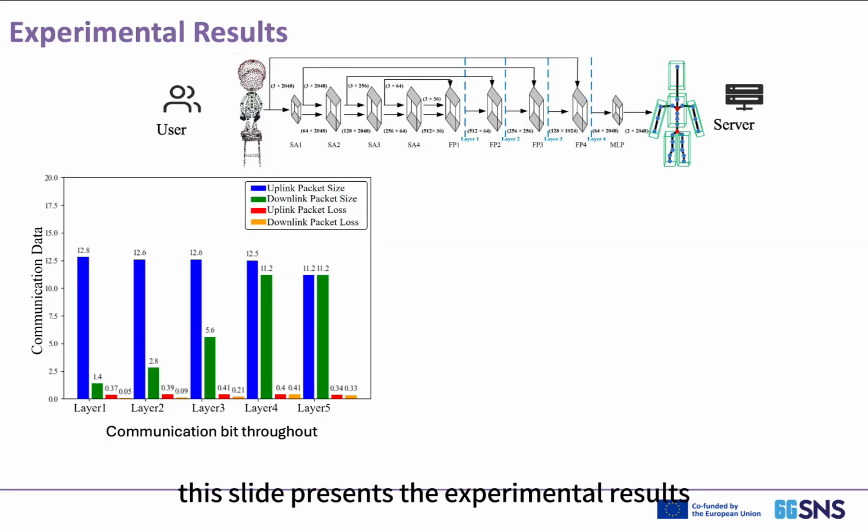This slide presents the experimental results of our split federated learning framework under wireless communication. On the left, we show the communication data for different split layers. As expected, earlier splits like Layer 1 result in larger uplink packet sizes, since more data needs to be transmitted from the user to the server. However, packet loss remains low across all layers, indicating a stable link.